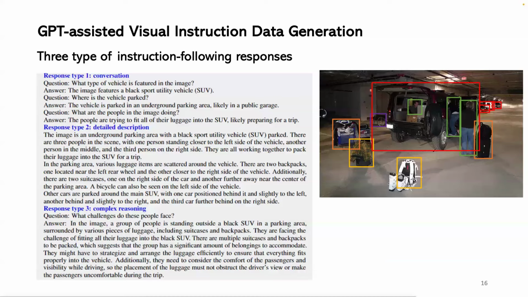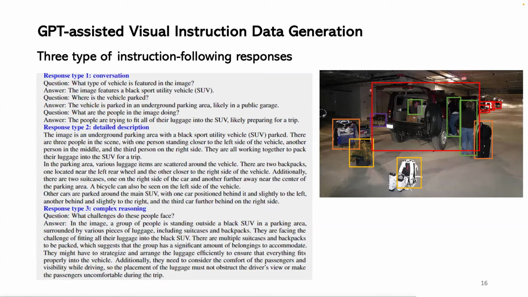Here we provide 3 types of instruction following data. The first one is multi-turn QA. It basically talks about the attributes of the objects in the original image, and it is generated to accommodate daily life scenarios where we typically ask about the basic content of the image. The second type is detailed description, where we want to describe the image in as much detail as possible. And the last one, we call complex reasoning.